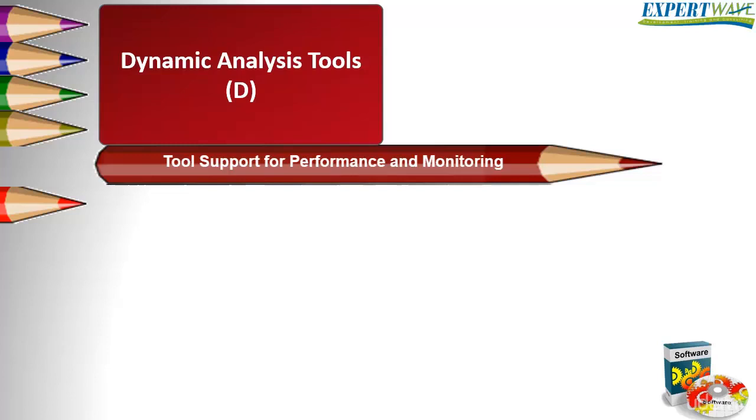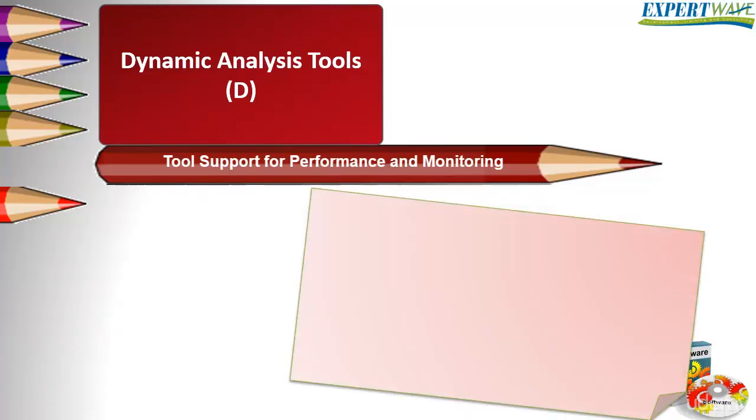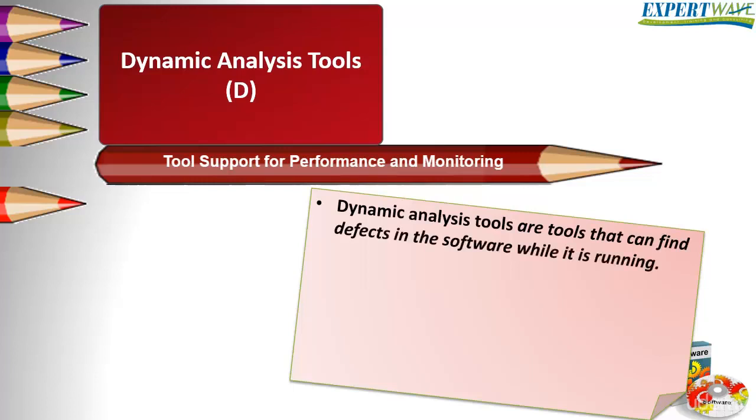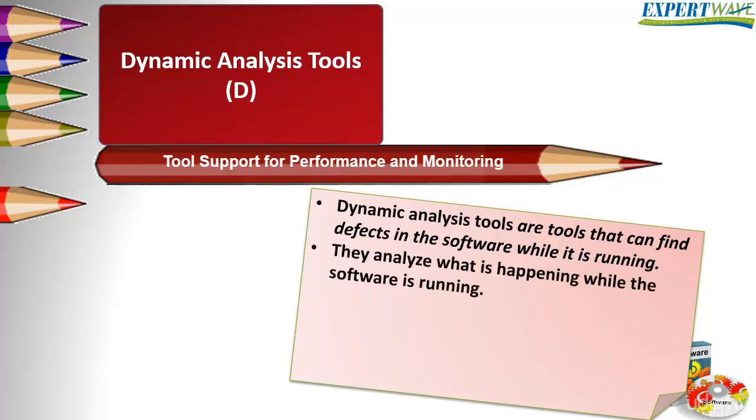So from its title, what do you think it does? Correct. Dynamic analysis tools are tools that can find defects in a software while it is running. They are more into analysis than testing because they analyze what is happening while the software is running by trying to measure a lot of stuff to judge whether the software is working correctly or not.